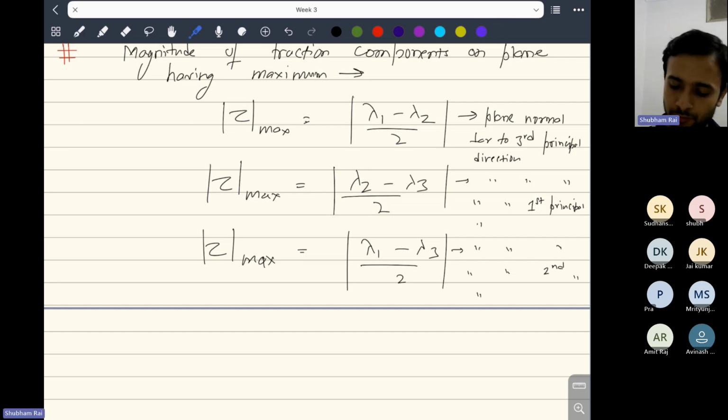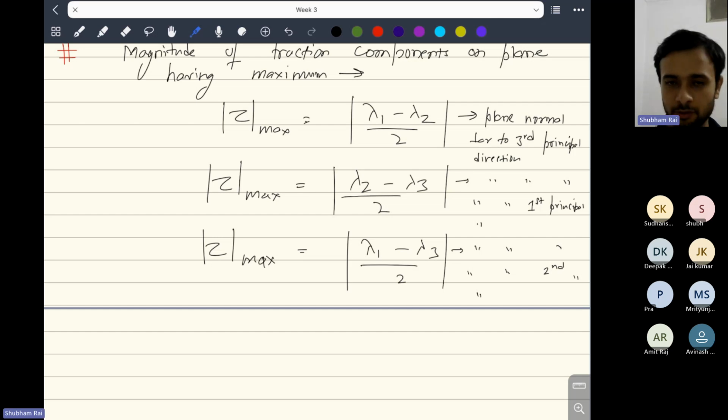When you are perpendicular to the first principal direction, so let's say your plane normal is perpendicular to the third principal direction, now you are moving in the plane with the first and second principal directions, right? So you are not going in the third principal direction.